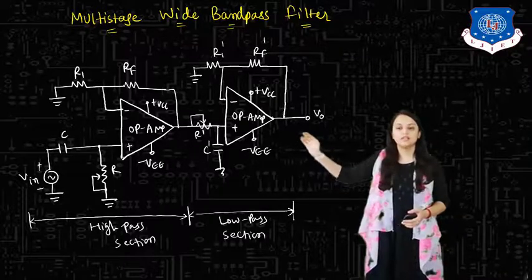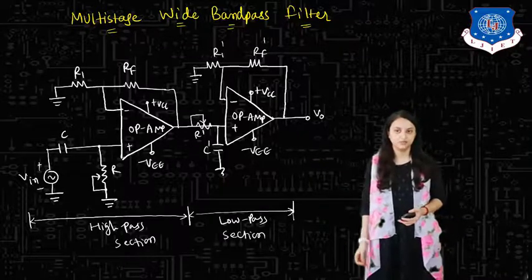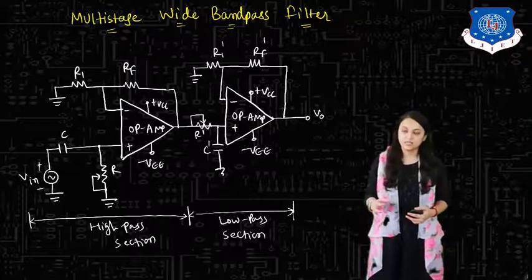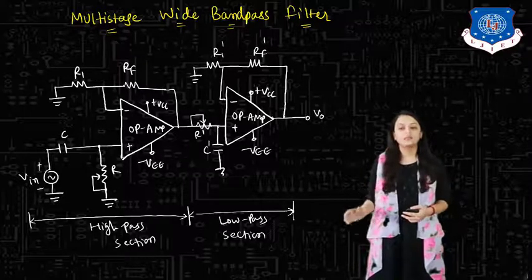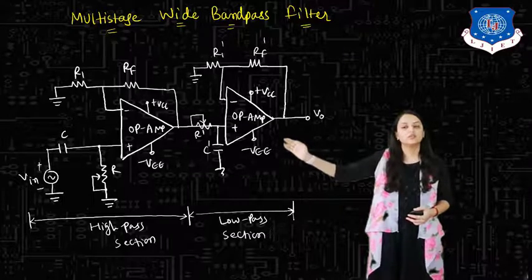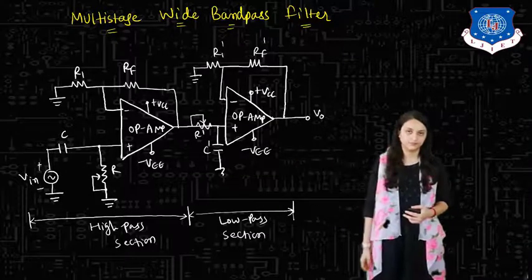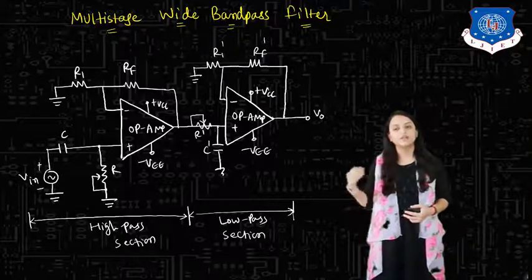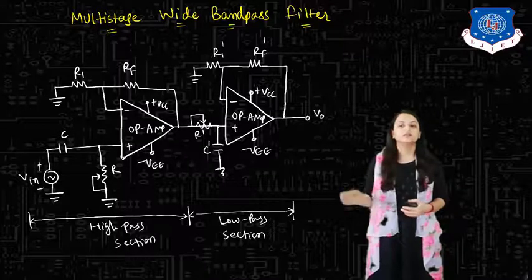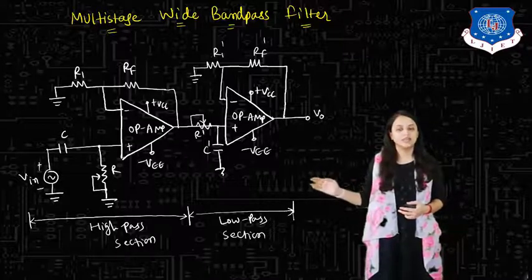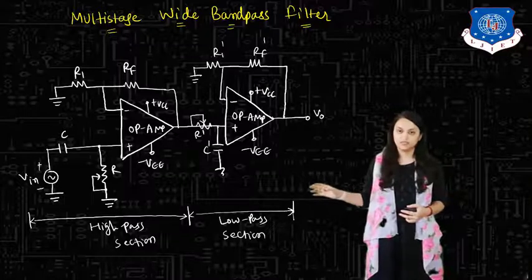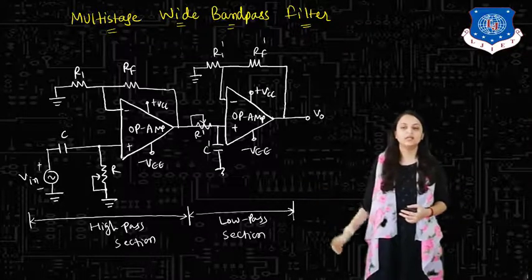So the first stage is high pass section. That's why with the source directly a capacitor is connected. And second is low pass section. That's why with the source directly a resistance is connected. So let us look at the first section, that is high pass section. In that, a single pair of resistance and capacitor is used. The resistance used over here is a variable resistance. That's why this symbol is indicated.